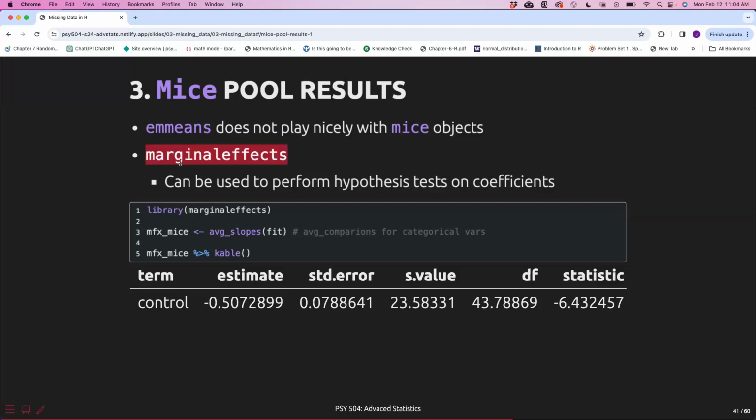So a package that I've been trying to use more and more frequently is called marginal effects. And this allows you to perform hypothesis tests on those coefficients similarly to m-means. What we can do is feed in our model using the average slopes function if we're using continuous variables, or average comparisons if we're doing categorical variables, and it'll allow you to do these pairwise comparisons on your data. Here again, we get something similar to our output because we only have one continuous variable. So we get our slope estimate, but if we have multiple categorical predictors, it will output the comparisons between those, right? And then we can use that to report, which can be pretty handy.